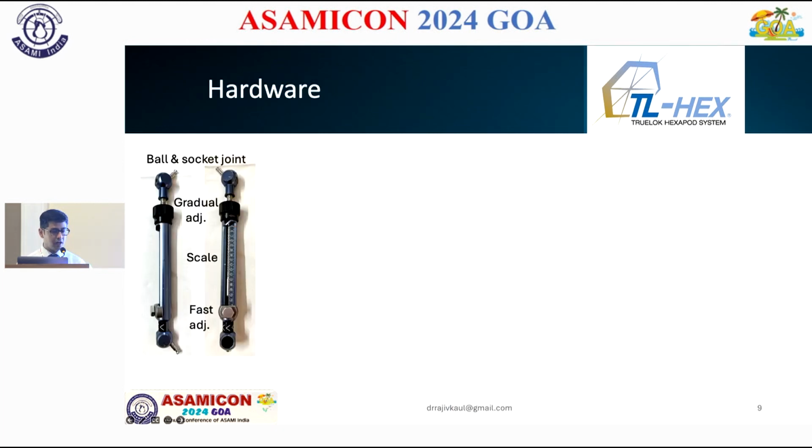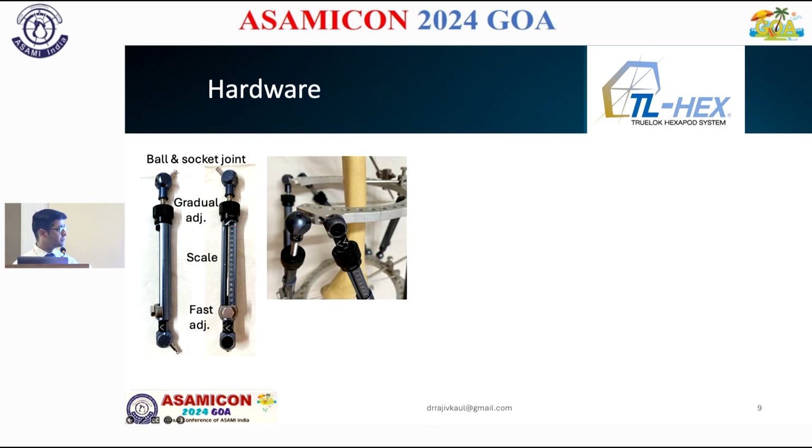The struts have a ball and socket portion at the top. It has a gradual adjustment knob with a scale and a portion for fast adjustment. These two are affixed onto the ring using these hexagonal set screws. So if you notice, the struts are mounted outside the ring and they do not occupy any of the holes on the ring.